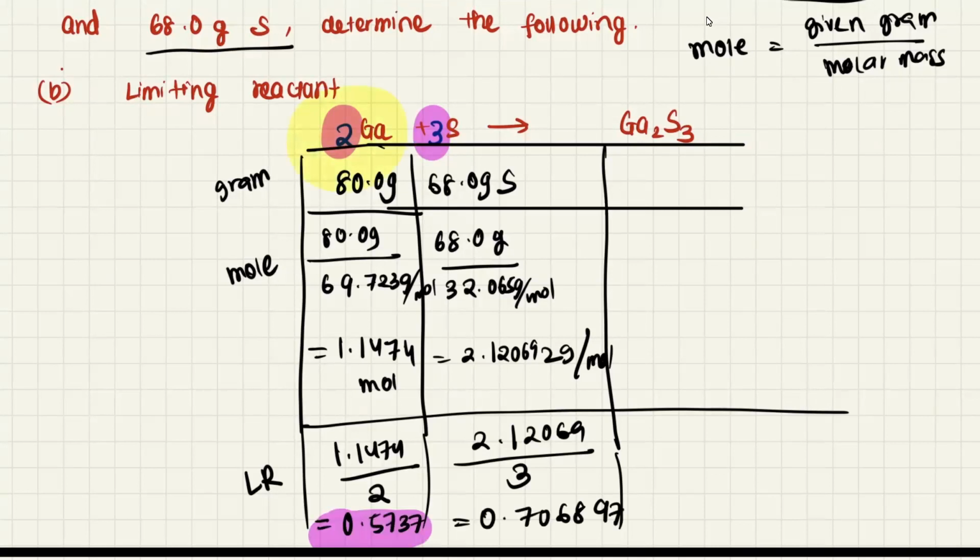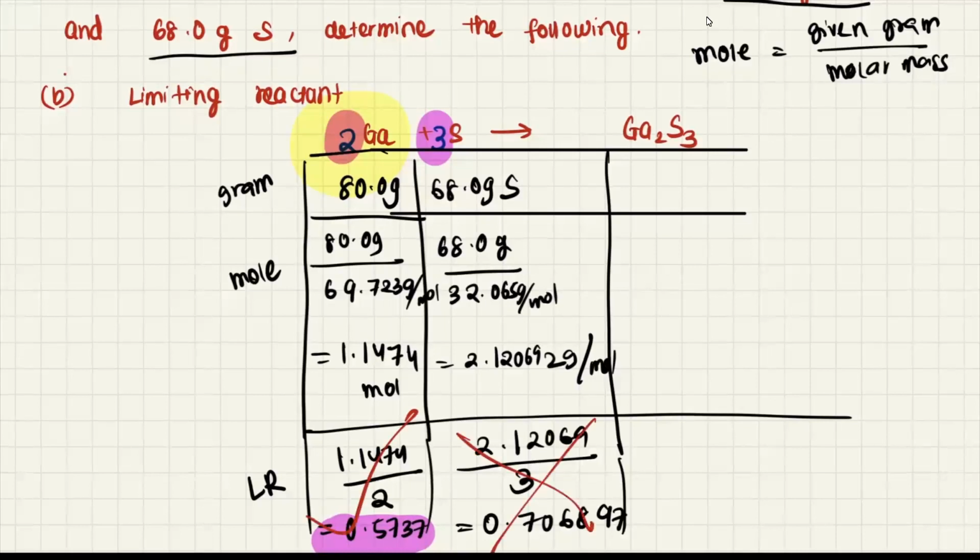Now that we figured out which one is our limiting reagent, do not use this number that you already divided by the coefficient. No, we use the mole, because mole is the currency. This is just to figure out which one is our limiting reagent. So this is our limiting reagent, and this is not. Whatever our calculation is, it is always going to depend on this mole, not this one, because gallium is our limiting reagent. So here, just write gallium. Okay, now coming to the third question.